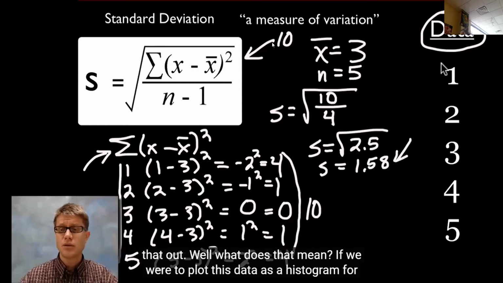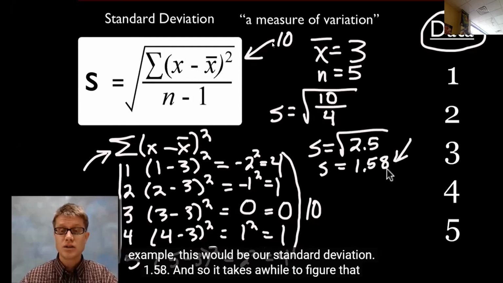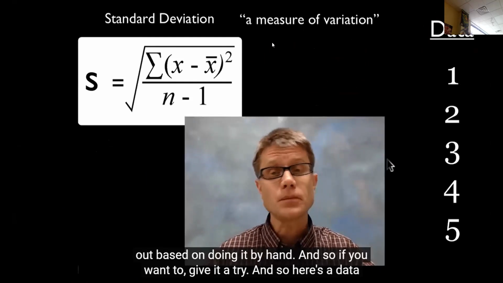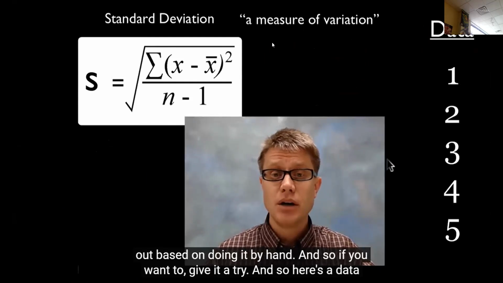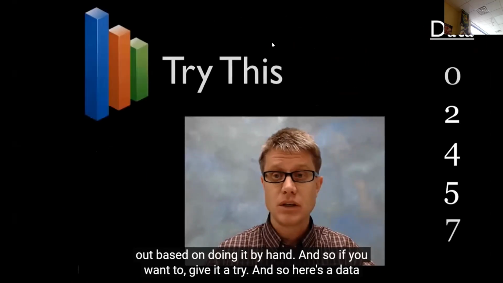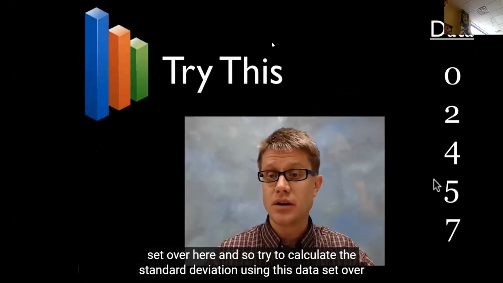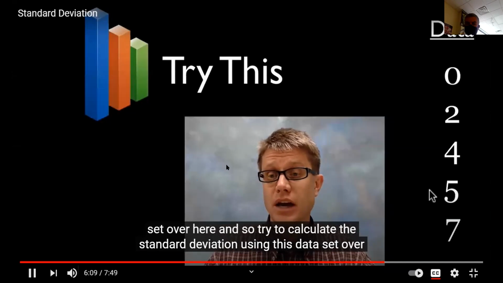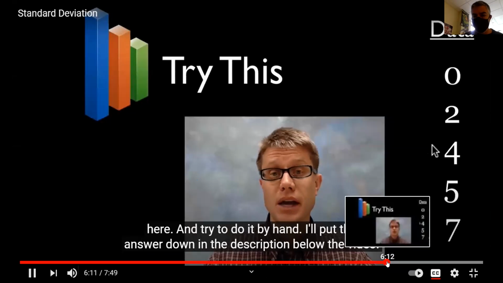Well, what does that mean? If we were to plot this data as a histogram, for example, this would be our standard deviation, 1.58. It takes a while to figure that out by hand. So if you want to, give it a try. Here's a data set over here. Try to calculate the standard deviation using this data set and try to do it by hand.